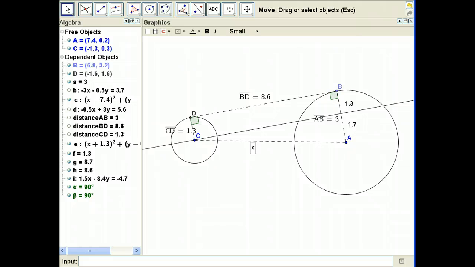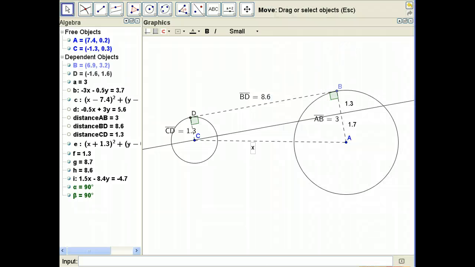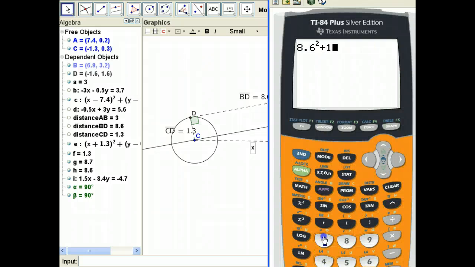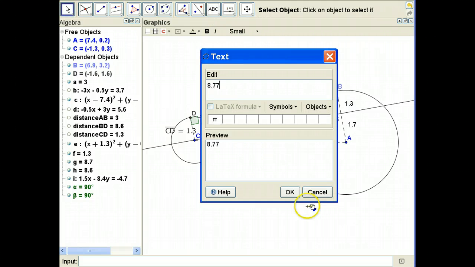So using a graphing calculator, we'll do exactly that. We'll take 8.6 quantity squared. We'll add that to 1.7 squared. That'll equal x squared. And then we'll take the square root of that. So we'll take the square root of the answer, enter. And the other segment is about 8.77, we'll call it, 8.77, which is good. It's got to be longer than 8.6. This is the hypotenuse, so it would have to be longer than that. So the length of that x is 8.77 units.